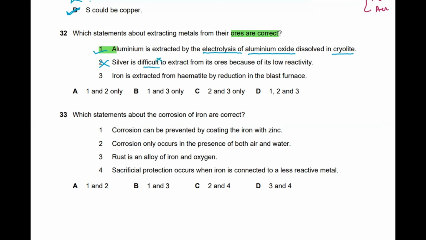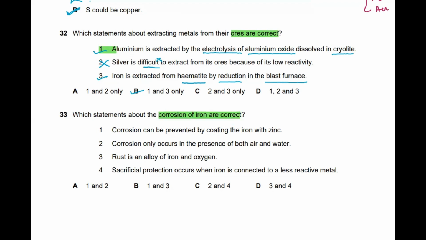Coming to part 3, iron is extracted from hematite by reduction in the blast furnace. That's absolutely correct. So 1 and 3 are correct. So we have the correct answer. That's B. Moving to question number 33, which statements about the corrosion of iron are correct?